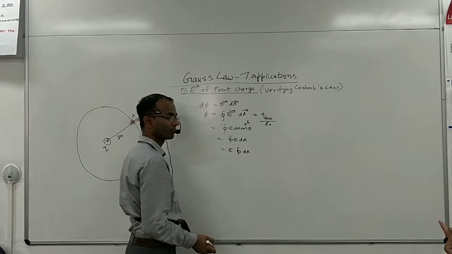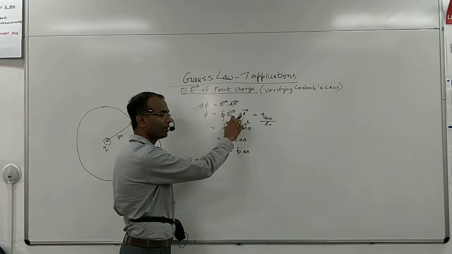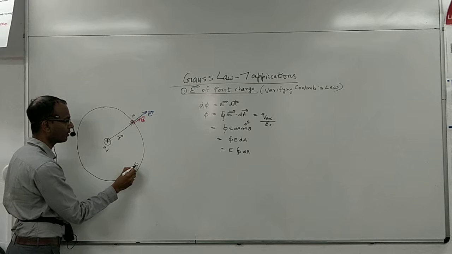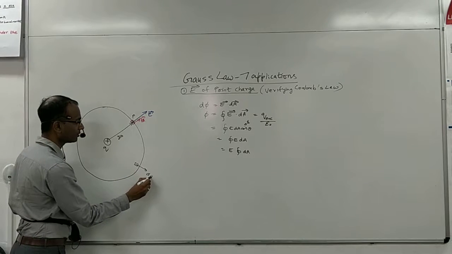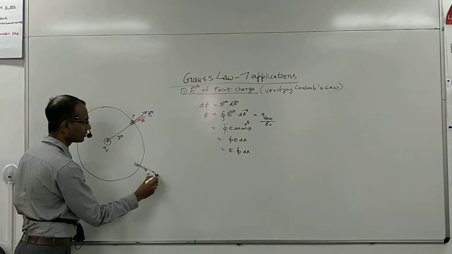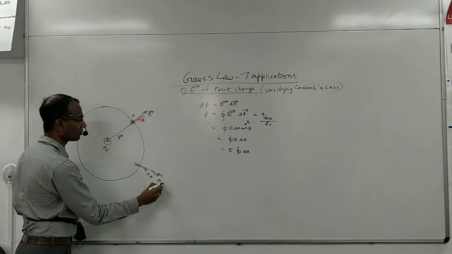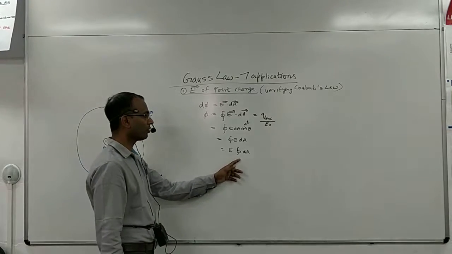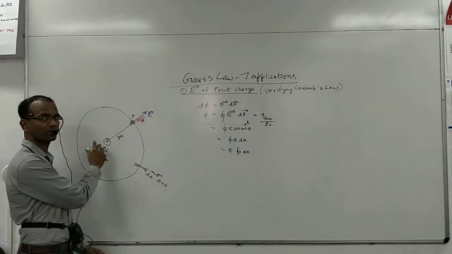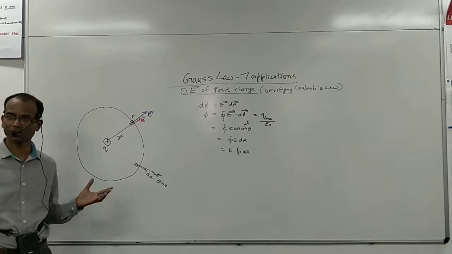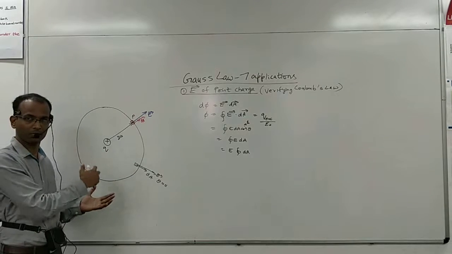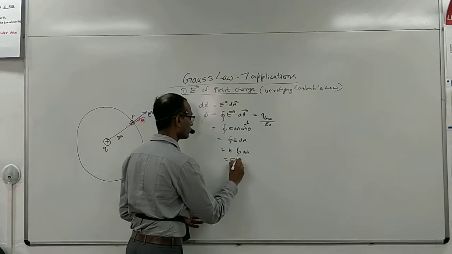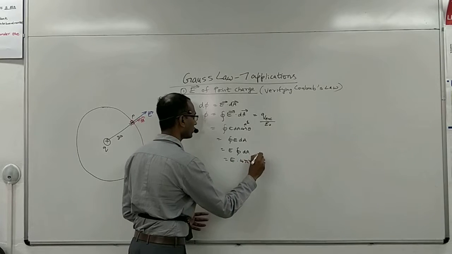Theta is the angle between the E vector and the area vector, and that is 0 everywhere. Even if you take an area vector here, the dA vector will be like this, the E vector will be like this. So the angle is always 0 everywhere. Now the integral over the closed surface of all the small area elements making up this entire surface will give me the total surface area. And the total surface area of a sphere, we know the formula. What is it? 4 pi r squared. Very good. So E into 4 pi r squared.